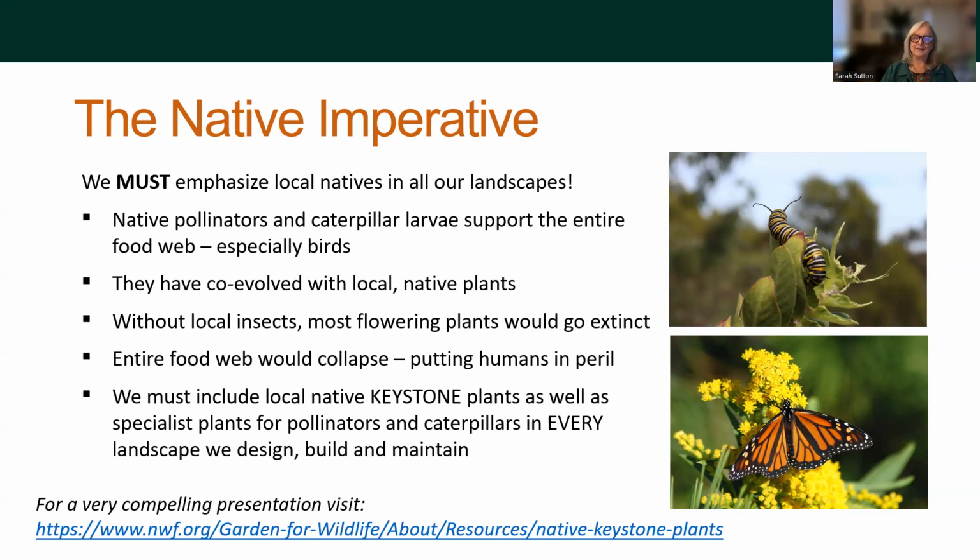And without local insects to pollinate our flowering plants, most flowering plants throughout our region and globally would go extinct over time. It would be a losing battle. If no one's pollinating the plants, eventually they'll lose their ability to reproduce themselves. So that would cause the entire food web to collapse, putting humans in peril. And there are articles about this that are a little scary, to say the least.